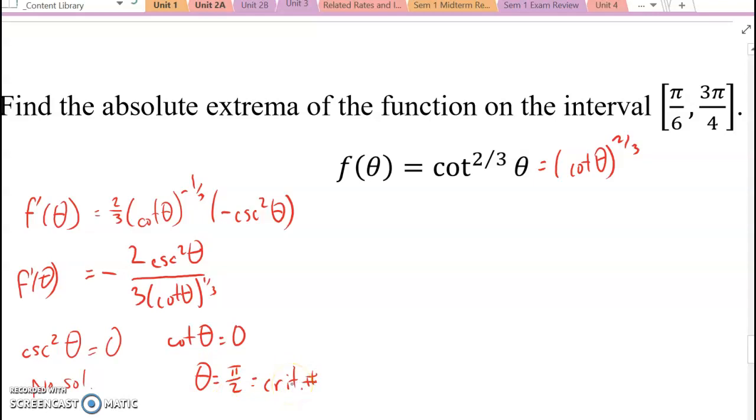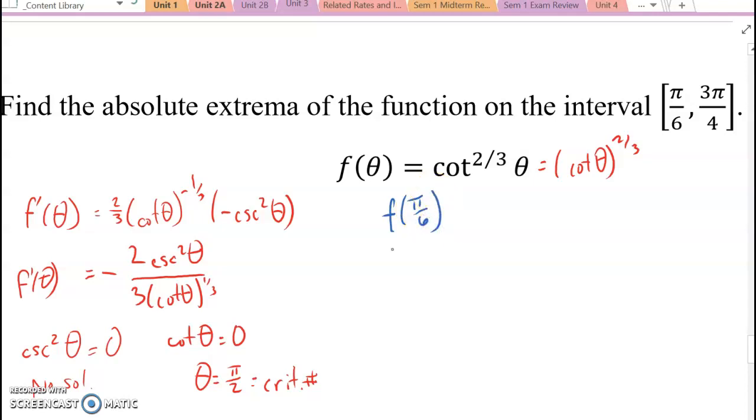By the way, I should have mentioned this at the beginning. f of theta is in fact continuous on this interval, because the cotangent of theta is continuous between 0 and pi. Since this interval is a subset of 0 to pi, we know that this is going to be continuous. All right, so at any rate, now we are going to consider our endpoints and our critical number. And those are the contenders for extrema.